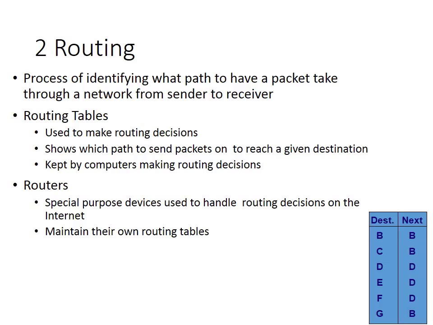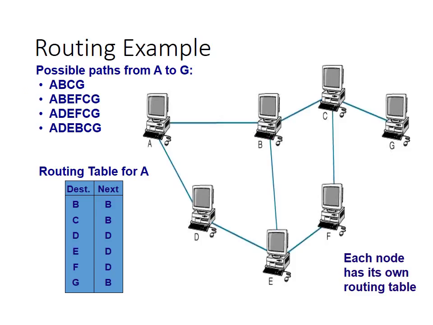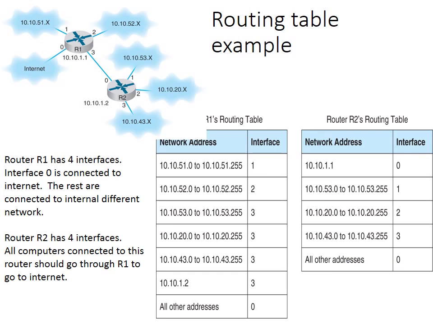Routers keep a routing table to provide the best path. This is an example of routing using a routing table. Router R1 has 4 interfaces. Interface 0 is connected to the internet. The rest are connected to internal different networks. Router R2 has 4 interfaces. All computers connected to this router should go through R1 to go to the internet. Each routing table shows how they are connected.